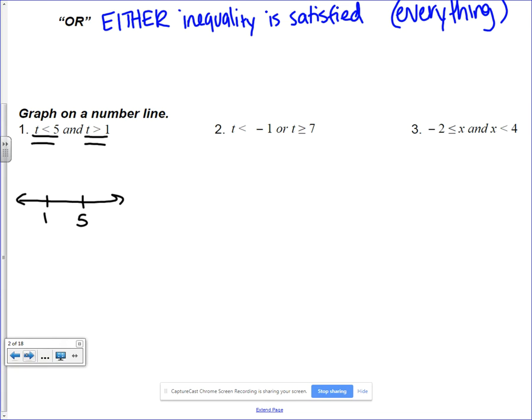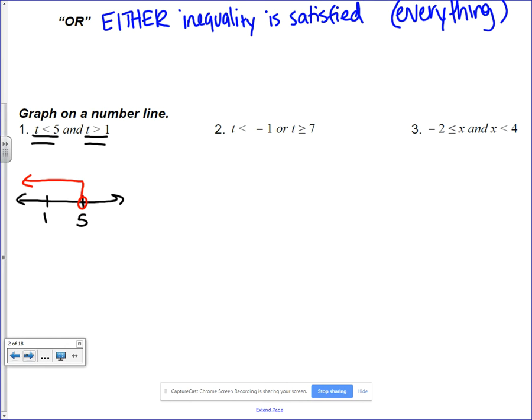What kind of circle am I going to put on the 5? It is going to be open. Which way am I going to shade on the 5? Which way does that point? That arrow points to the left. That is less than.